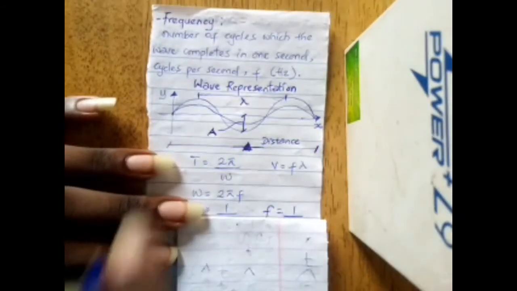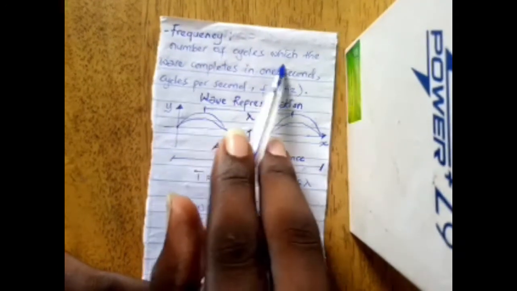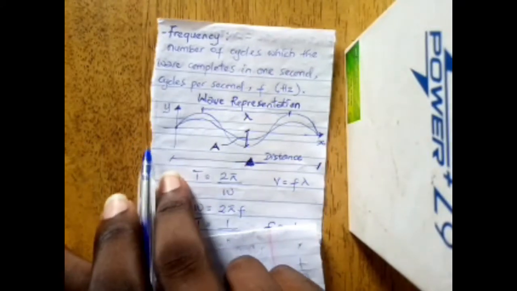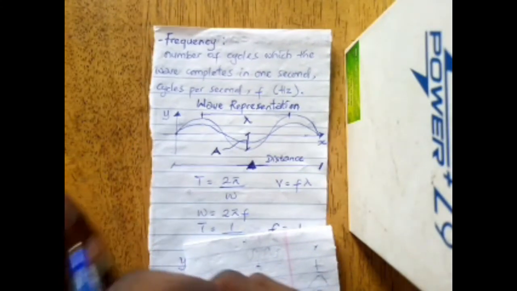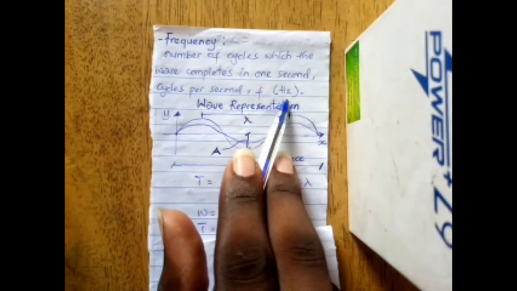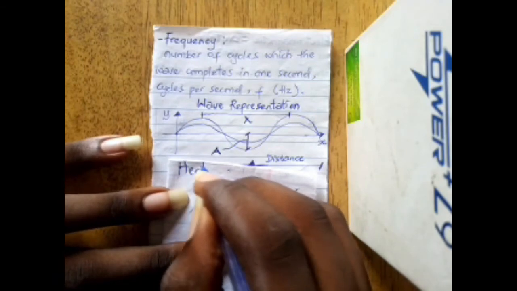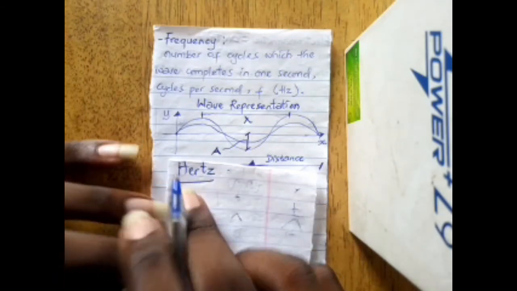Now we have frequency. Frequency talks about the number of cycles which the wave completes in 1 second. Frequency is the number of cycles per second. It is represented in Hertz. This is the unit for frequency.